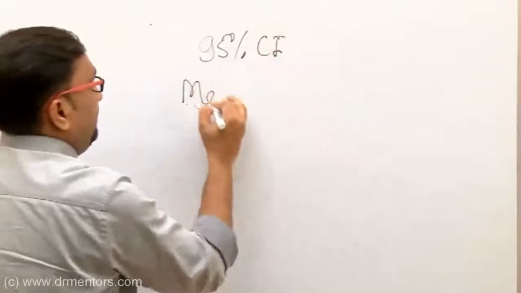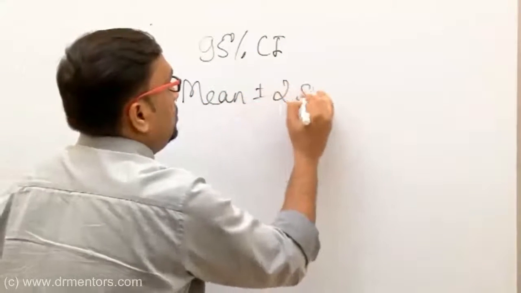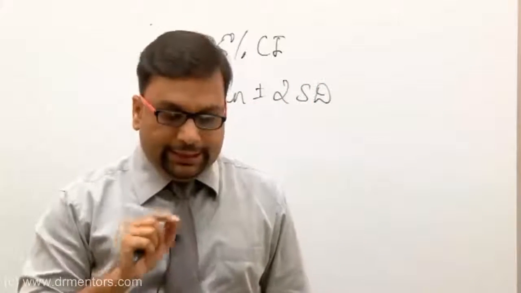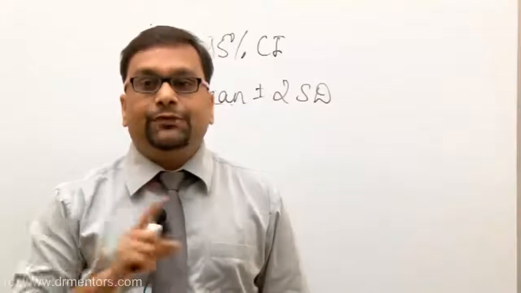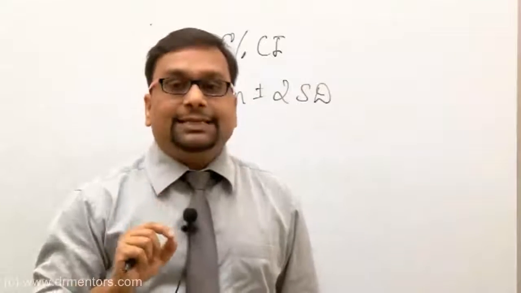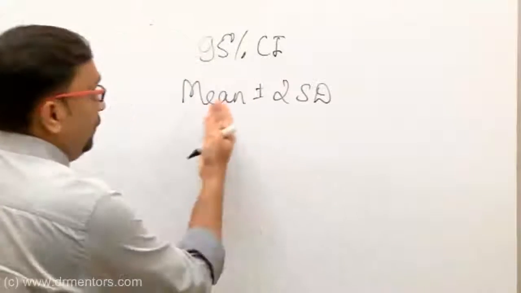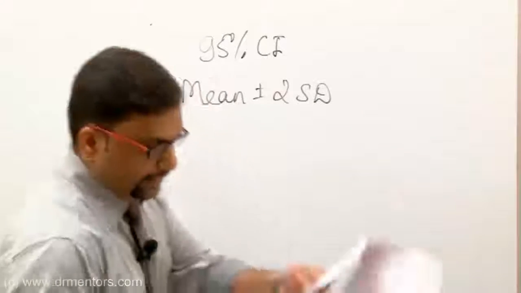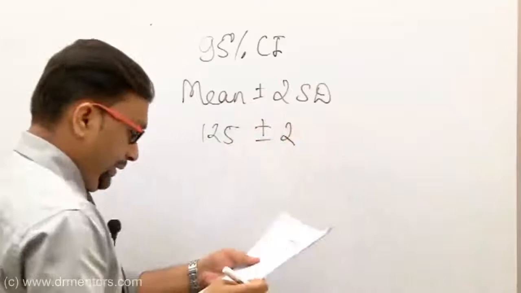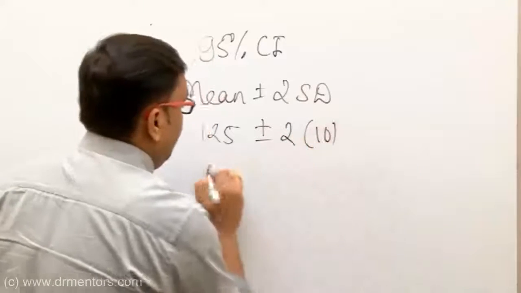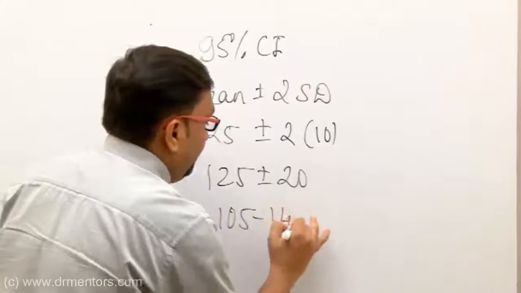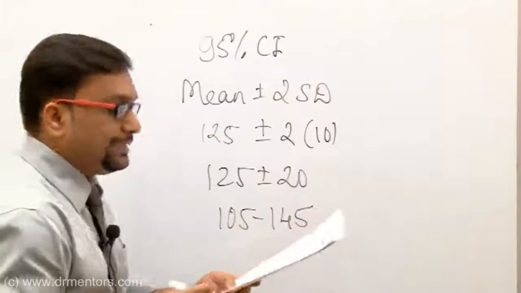Now here they are asking 95% confidence interval. So the formula used is mean plus minus 2 standard deviation. This can be used only for normal distribution, and in the question they have said systolic blood pressure, which is normally distributed data, and so I can use this formula. Since they are asking about the 95% confidence interval, you can use this. Now they have given mean blood pressure as 125, standard deviation as 10, so just fill up the values and you will get your answer. So it is 105 to 145, that is option C.